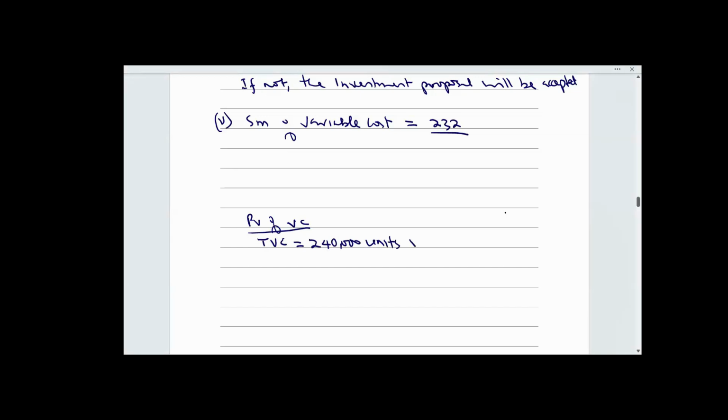Which is total variable cost of 240,000 units, then multiply by variable cost per unit of 18 naira. So this will give us 4 million, I think 320,000.